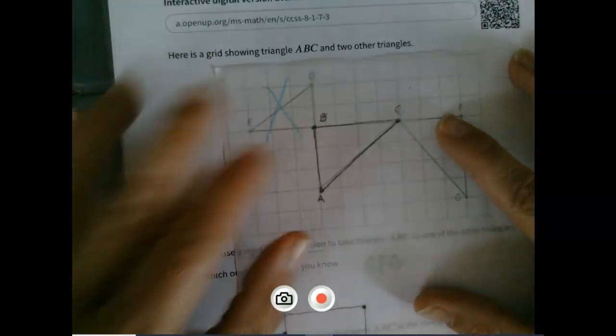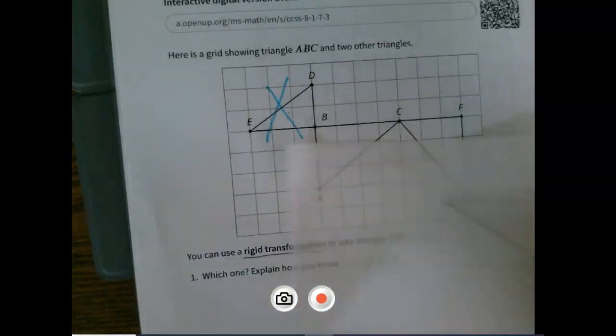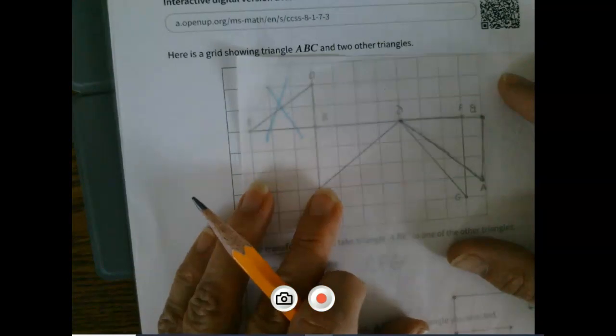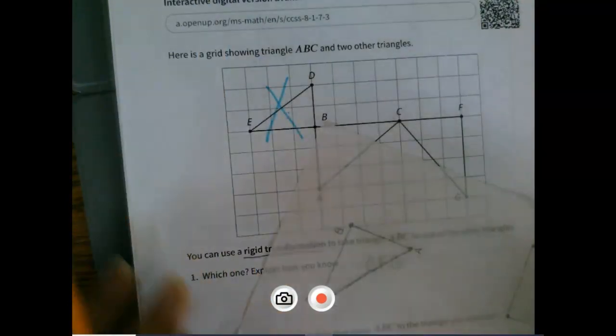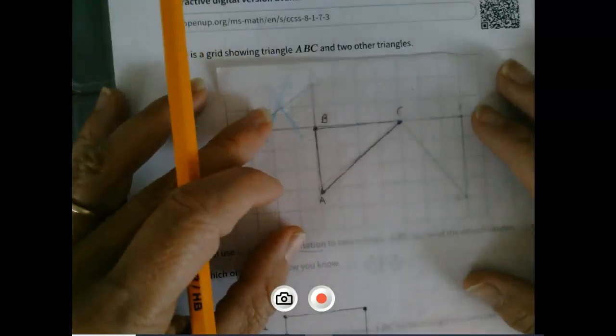So if we trace our triangle, I bet most of you said you would flip it over this line right here, right? So let's try that. If I just flip it over that line right there, see what happens? It's not a reflection. And some of you may have said it was just a rotation. Well, let's see if just a rotation would work. Let's line him back up here. There we go. That'll work.